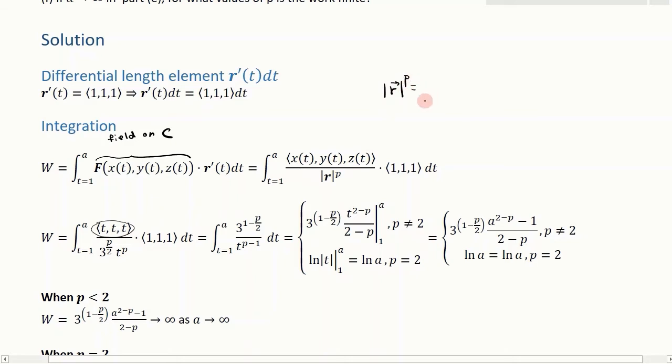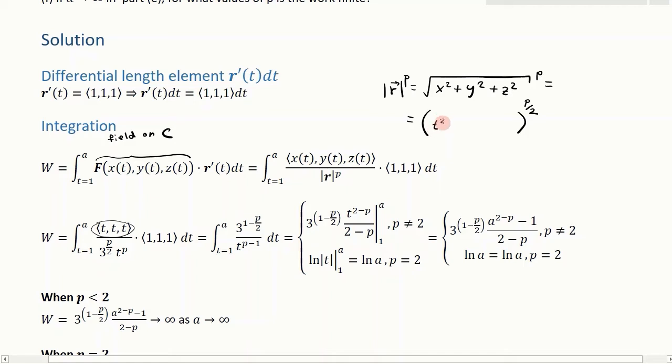We know that the magnitude of r is the square root of t squared plus t squared plus t squared. Or let me do it in 2 steps. It's x squared plus y squared plus z squared, all to the power of p. I can rewrite it as x squared plus y squared plus z squared to the power of p over 2, because it's a square root.